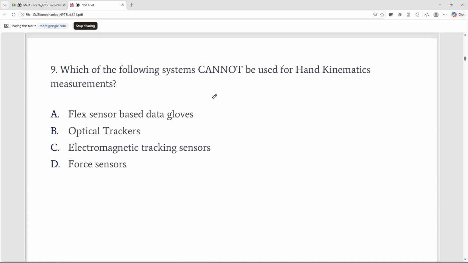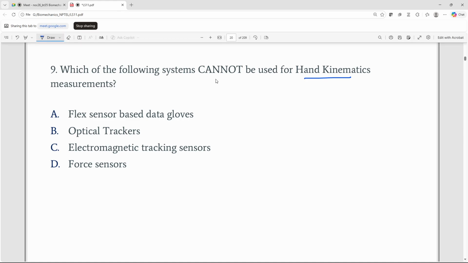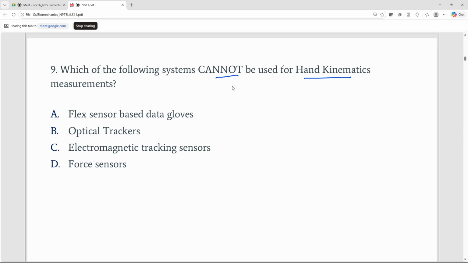Next question. Which of the following systems cannot be used for hand kinematics measurements? Options are option A, flex sensor based data gloves, option B, optical trackers, option C, electromagnetic tracking sensors, option D, force sensors.